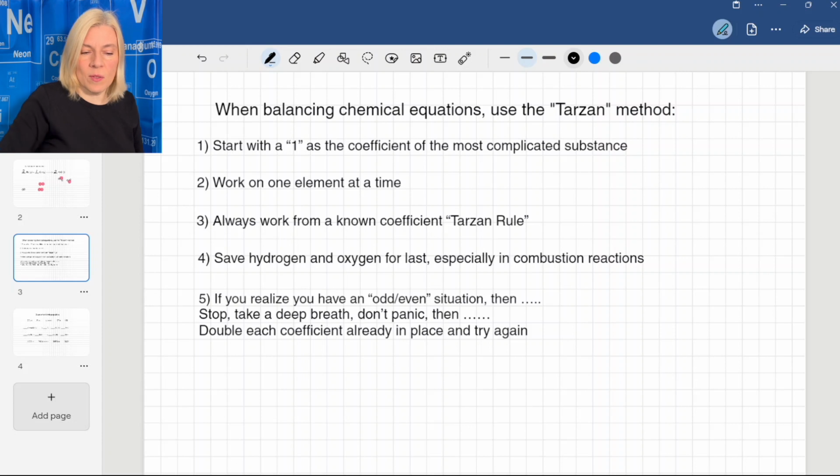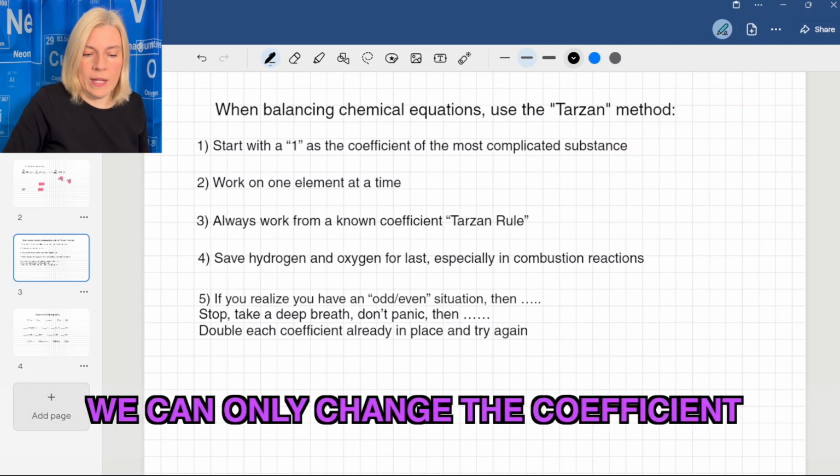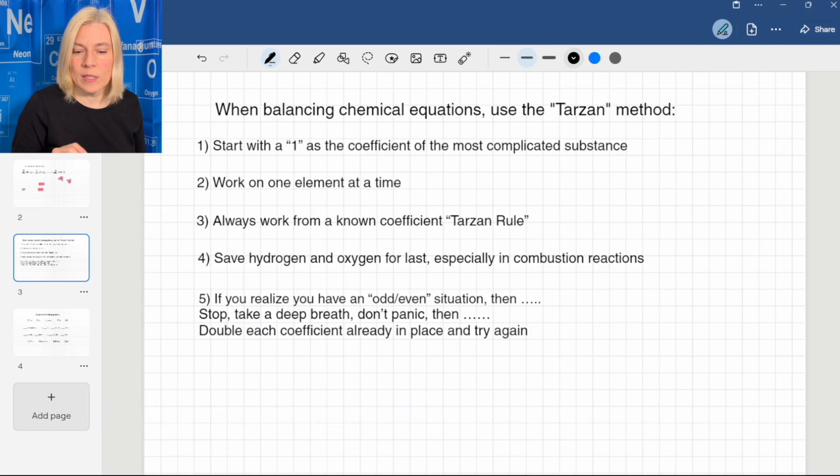So the Tarzan method goes like this. You're going to start with a 1 as a coefficient of the most complicated substance. You are going to decide what's the most complicated substance to you. If you really don't know where to start, just put 1 in front of something. That's a start. You're going to work on one element at a time. And then you're going to grab onto that element and swing to the other side of the arrow. You're going to swing from your reactants to products or from products to reactants. And that's what I mean by the Tarzan method.